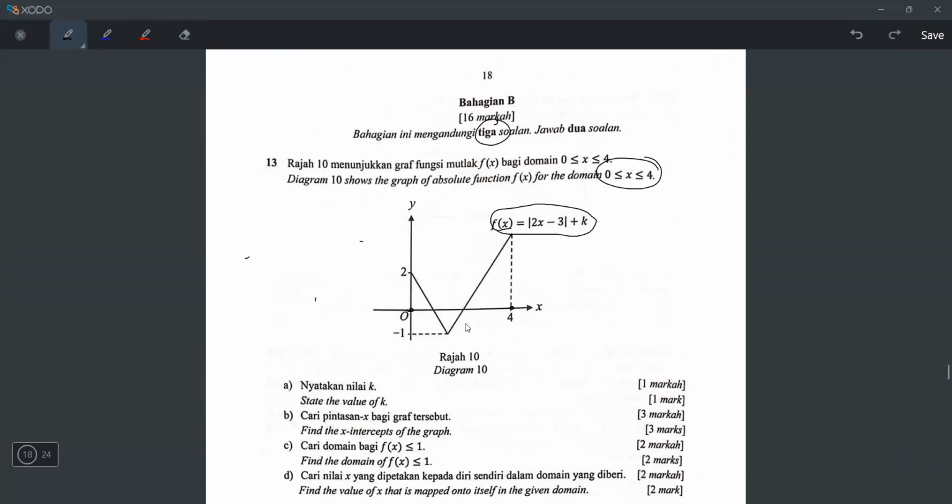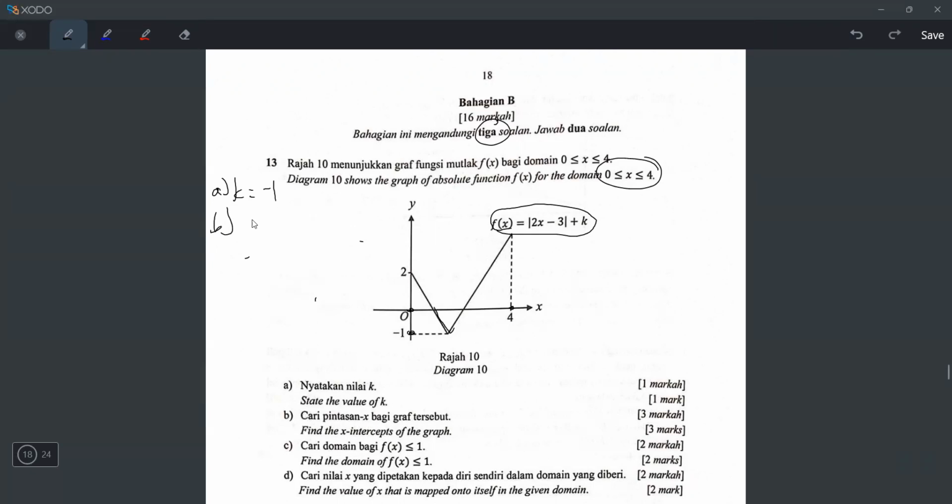So for this, definitely move down already, because look carefully. Why got value negative 1? Because modulus means everything is above the x-axis. But you can see something below the x-axis. Means after he does the modulus, he moved down already. So move down how many units? 0 to negative 1. So move down 1 unit. So the k is negative 1. Means after you modulus, the whole thing got moved down 1 unit. That's why the smallest value is negative 1. So 1 mark for that.